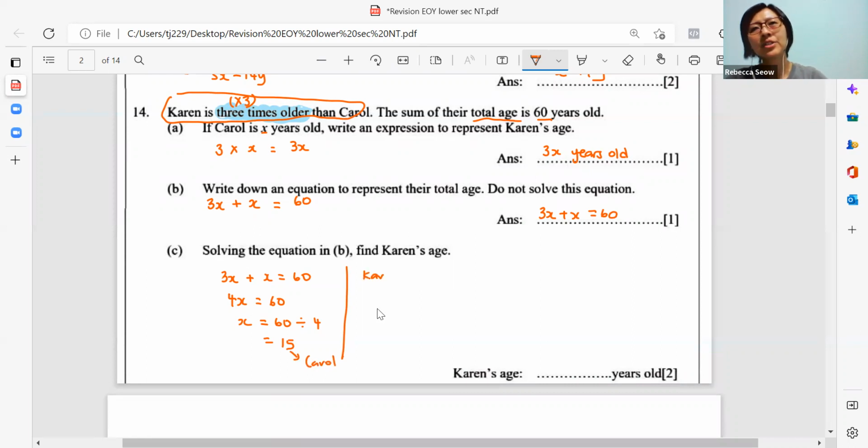So Karen's age would be 3 times older. So 3 multiplied by 15. Karen is 45 years old.